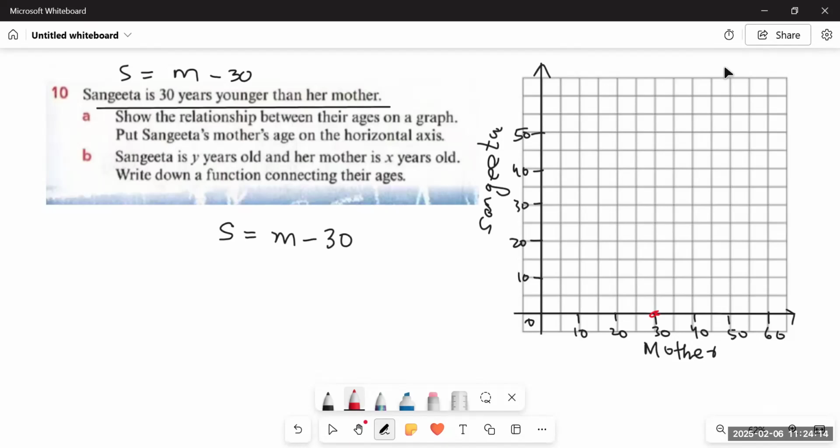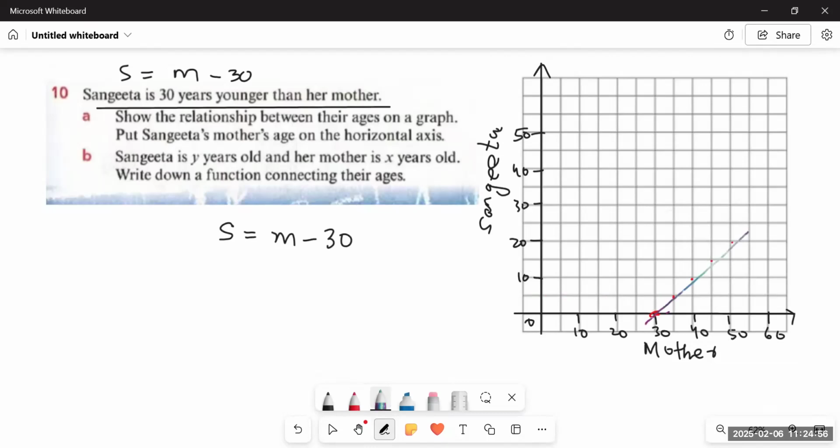And as her mother's age starts to grow, as she turned 35, Sangeeta would have turned only 5 years. We can say that when her mother was 35, Sangeeta was 5 years. You see, this is for the column of 5 years. So here the point would meet. And then when Sangeeta's mother turned 40, 40 minus 30 is 10. So Sangeeta would have been 10 years old. Then when Sangeeta's mother was 45, Sangeeta would have been 15, and so on. You see, this is how the graph would be drawn.